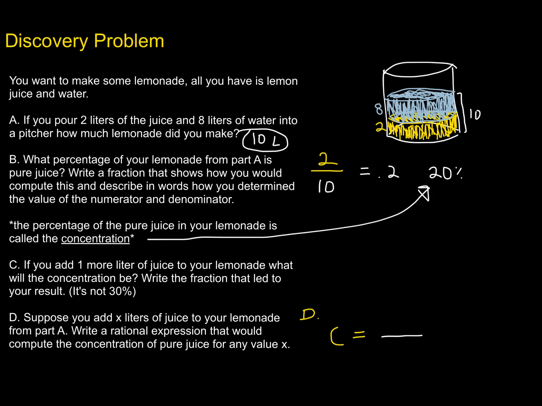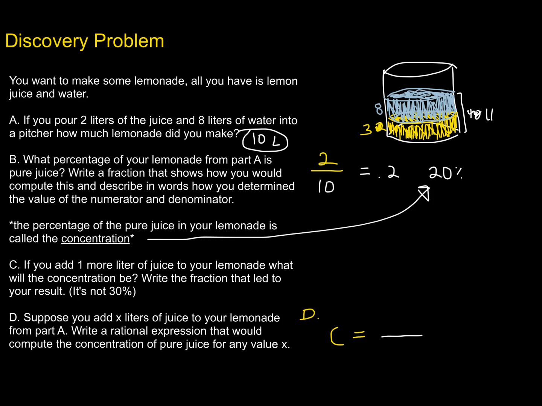So now what if we add 1 more liter of juice? The easiest way to do this is to look at our drawing and imagine that this part that's pure juice, we poured 1 more liter in. So instead of redrawing the picture, let's just represent that with a 3. Now I might be tempted to stop there, but remember, not only did I increase the amount of pure juice, because I did that, I increased the total amount.